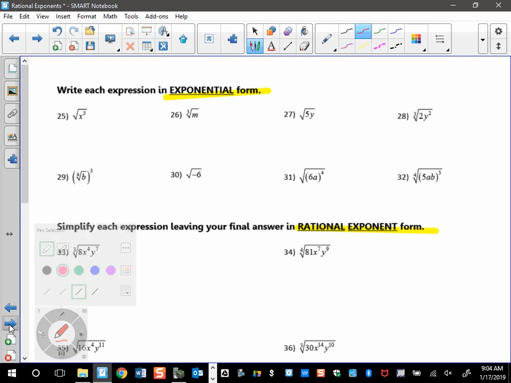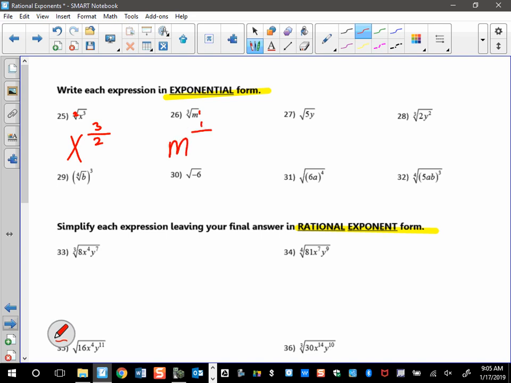Okay, so 25. What would that be as an exponent? So x to the 3rd into groups of 2. That's the part we've kind of already done. I talked to you about how you're looking at it as this many into how many groups. Okay, for 26, what's the exponent on the m? 1. So I want that 1m into groups of 3. How about 27?